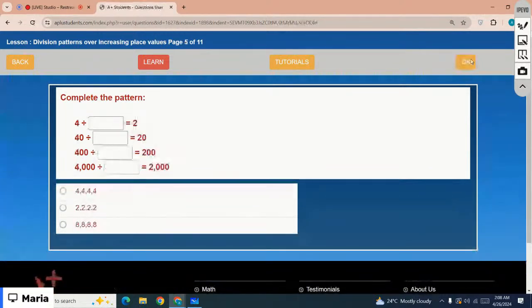Okay, complete the pattern, which is the correct option? Yes, that's the second one. 4 divided by 2 equals 2. 40 divided by 2 equals 20. 400 divided by 2 equals 200 and 4,000 divided by 2 equals 2000.